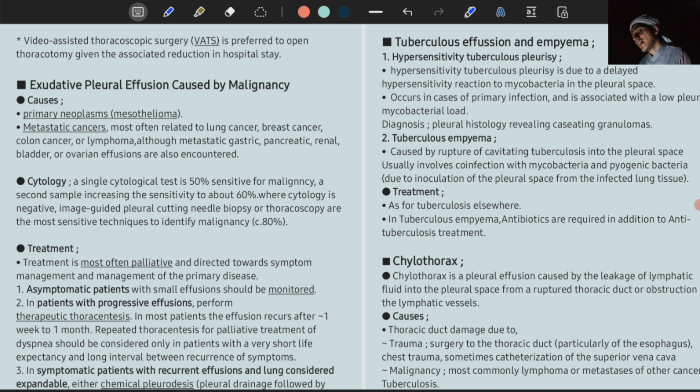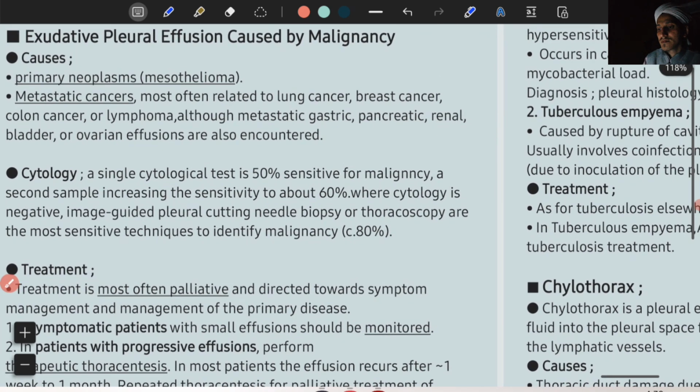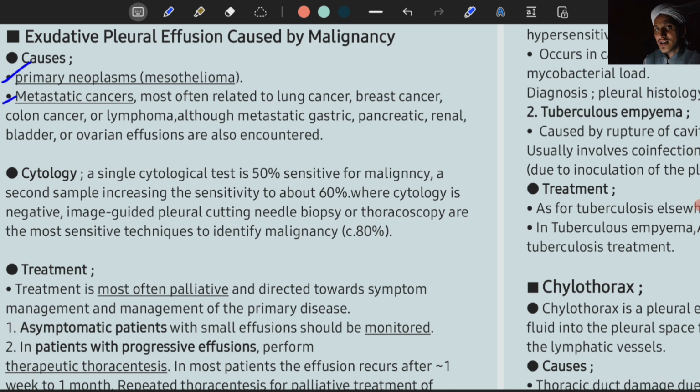Now coming to exudative pleural effusion due to malignancy. So what are the causes? Most common cause are primary neoplasms. Second are metastatic cancers. There are four important secondary cancers metastatic. Number one is lung cancer, second is breast cancer, third is colon cancer, fourth is lymphoma. Okay, these four are common: colon, lymphoma, lung, and breast.